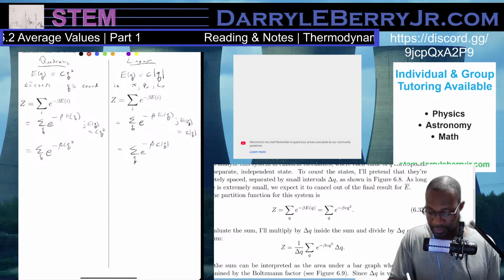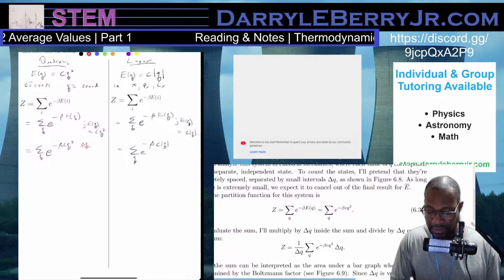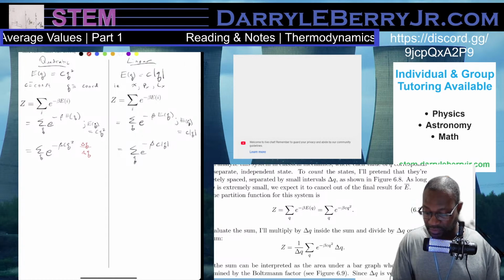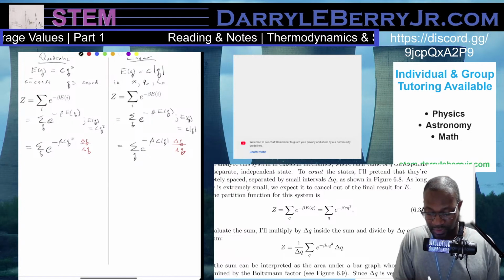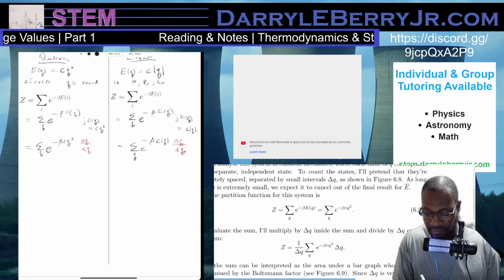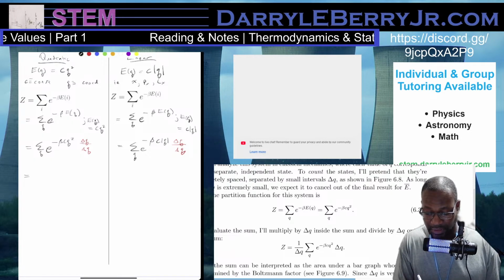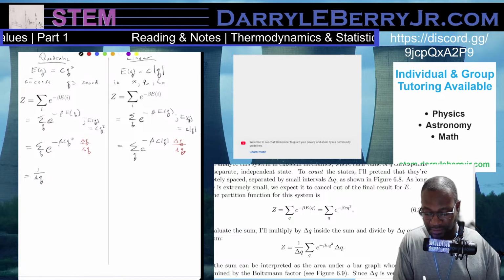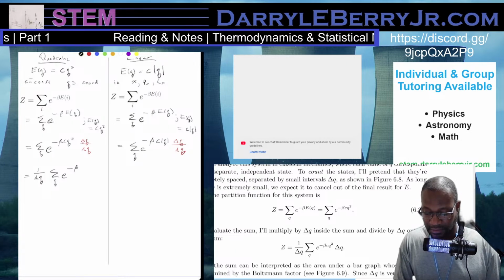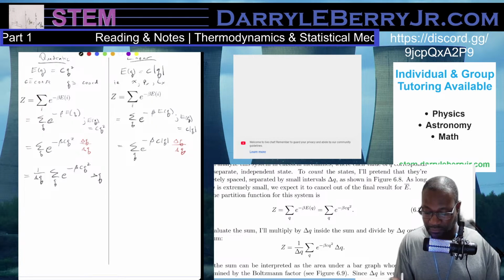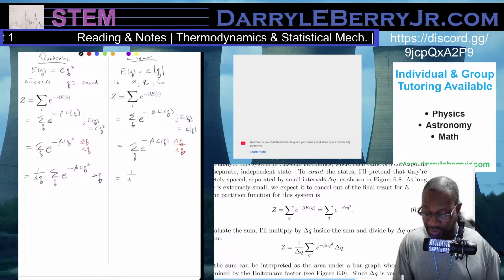And what they're going to do is multiply this by 1 in the form of delta q over delta q. And then we can simplify this, or I guess I should say complicate it really, by putting 1 over delta q on the outside. Sum over q of e to the negative beta c q squared, delta q. And on this side, it equals 1 over delta q.